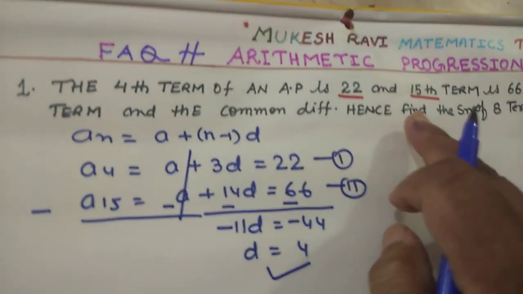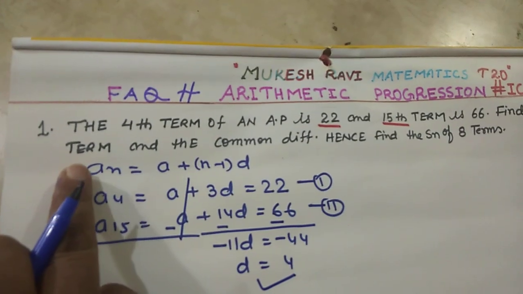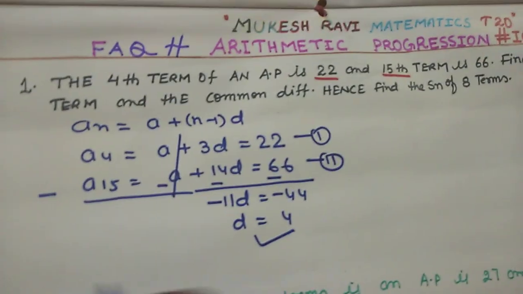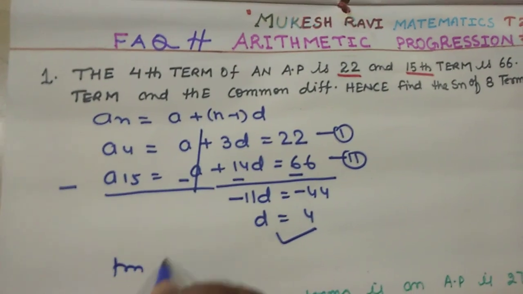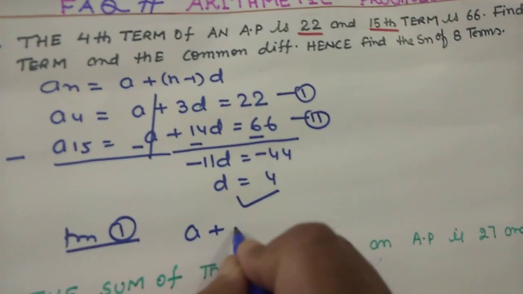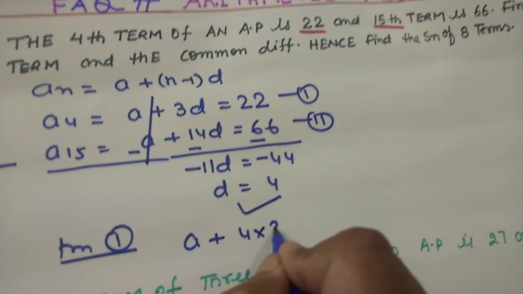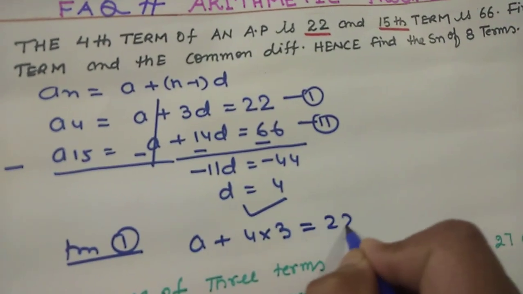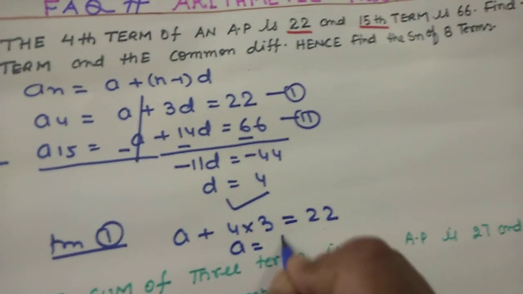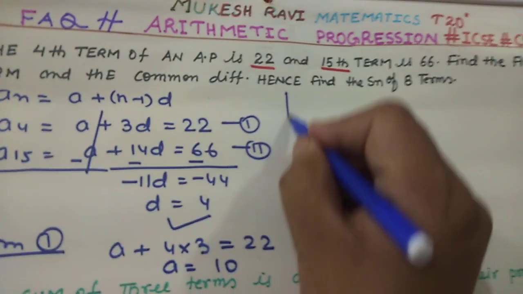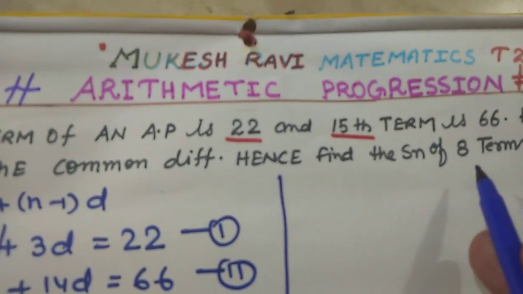Your first answer: find the first term and the common difference. The common difference is here. So from equation 1, a plus 3d, a plus 4 into 3 is equal to 22. So a is equal to 10. 4 threes are 12, subtracted from 22, gives 10. Now the second part: hence find the sum of 8 terms.